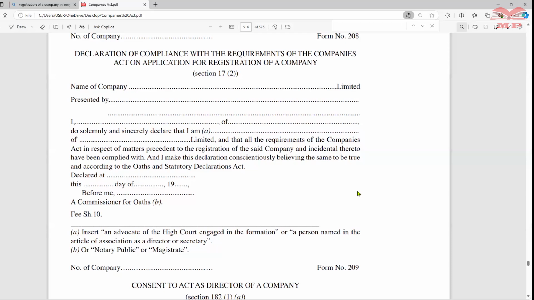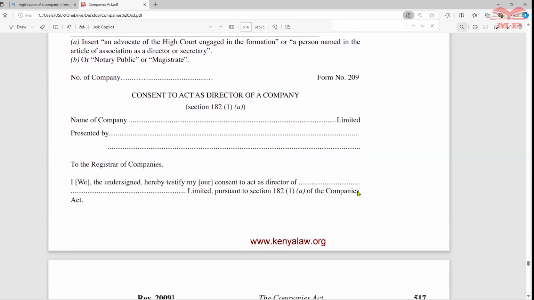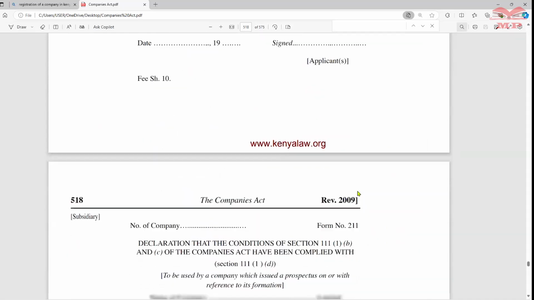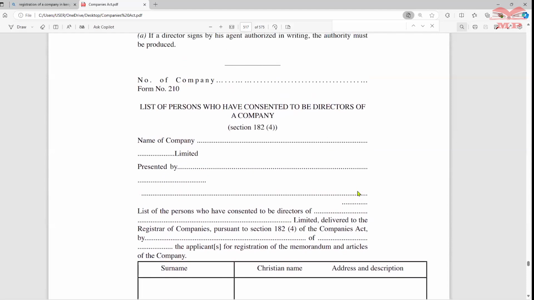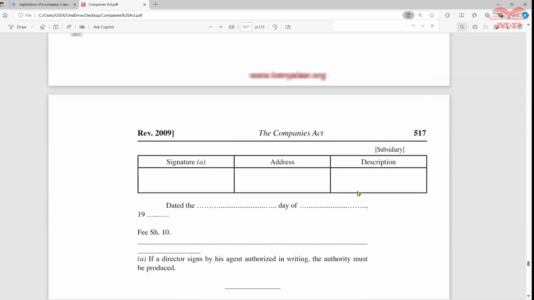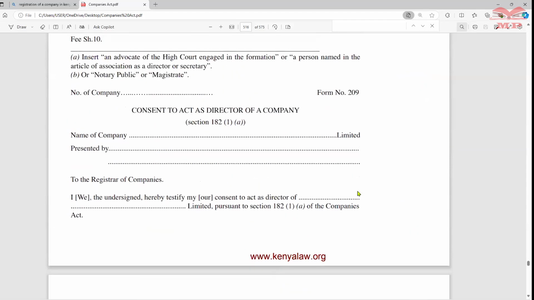And in the private company, we do not have the Form 209 and Form 210 delivered for registration, because Section 182(5) exempts the promoters of a private company from the obligation to deliver them for registration. Again, we talk about the differences between a private company and a public company. The documents required for the registration of a public company are more, because it cannot be registered without Form number 210 and Form number 209. For a private company, they're exempted according to Section 182(5).